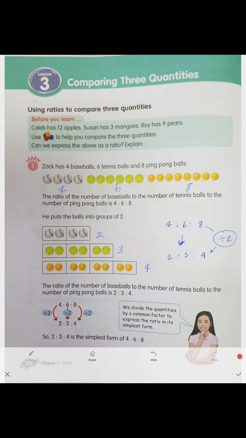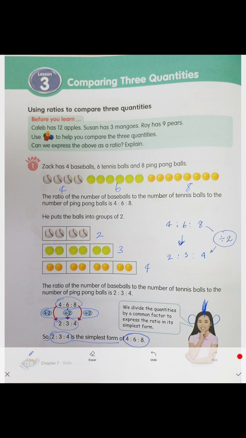Alright, and this is what they explain here. How do we get this ratio? We divided by the common factor, and we simplified it, and now we have it in the simplest form. So they tell us 2 to 3 to 4 is the simplest form of 4 to 6 to 8. And the girl tells us we divide the quantities by a common factor to express the ratio in its simplest form.